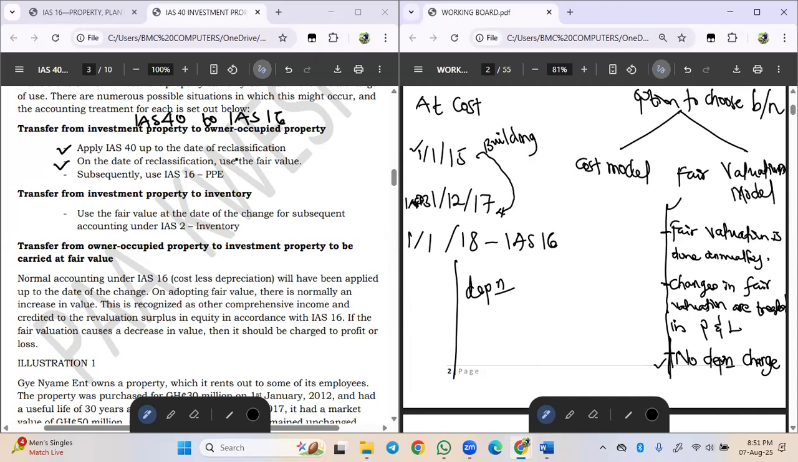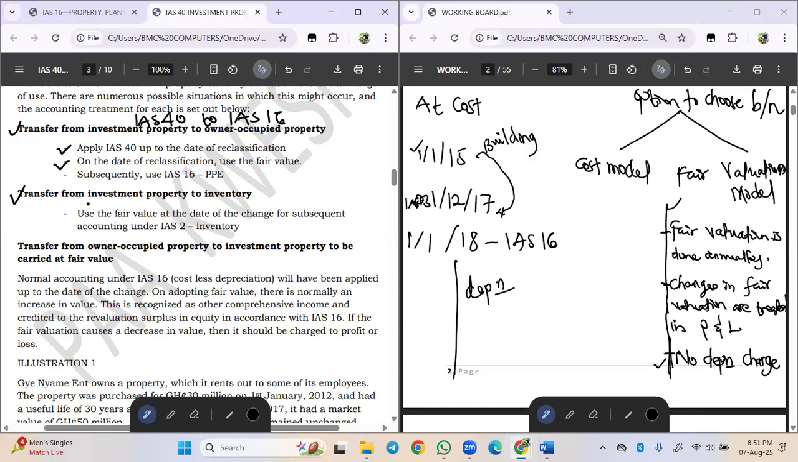So up to the date of reclassification, you use IAS 40. From the time that you acquire the building up to the date that you reclassify the asset as owner-occupied property, you will use IAS 40. But from that date going, you will use IAS 16. Do you understand? Yes, please. Thank you. All right, so that is the first scenario.